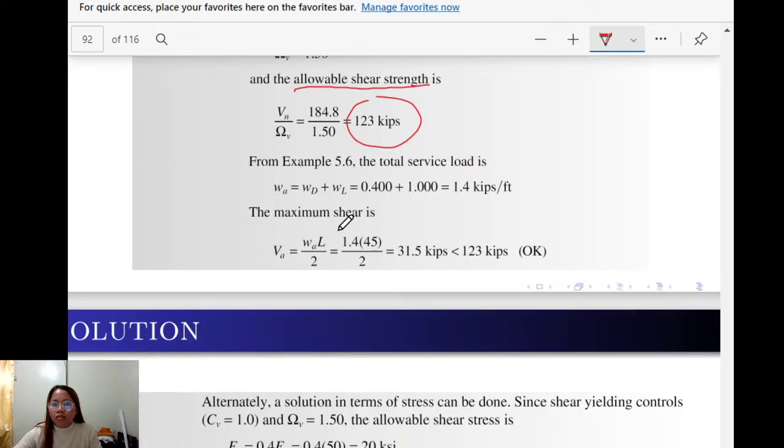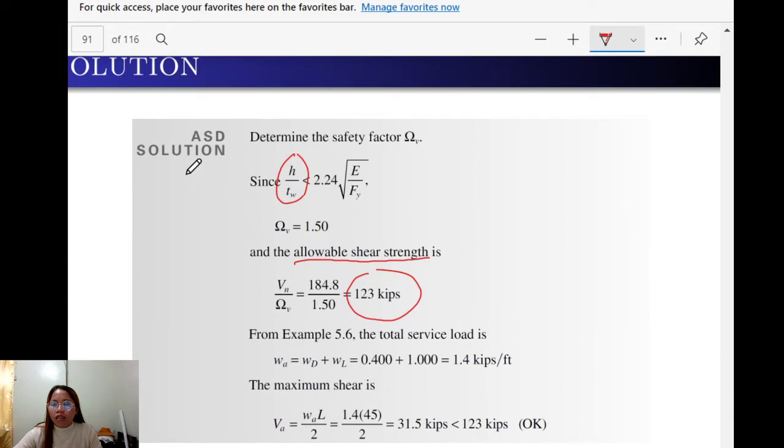So by the ASD solution, to get the total uniform load, you just have to add the dead load and the live load. So that is 0.4 plus 1, which is 1.4 kilopounds per foot. Then again, to get the maximum shear, which is at the support for a uniformly distributed load on a simply supported beam, it is always at the support if the load is uniformly distributed.